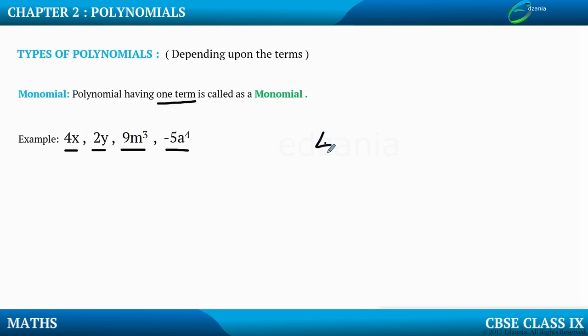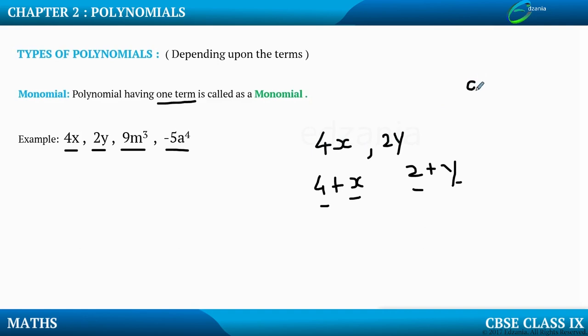This entire 4x can be considered as one term. 2y, this is a single term. Don't count these as different terms. 4 and x are not two different terms. If it was 4 plus x, then we can consider 4 and x as two different terms. Also, if it was 2 plus y, it would have been considered two different terms. But 4x means 4 multiplied by x. 2y means 2 multiplied by y. So they are considered as one term only.